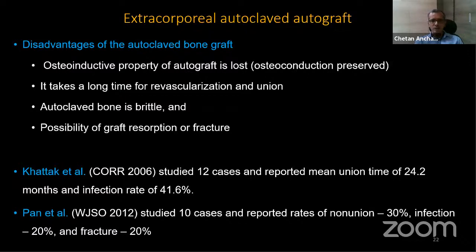It takes a long time for this dead bone to revascularize and unite. The autoclaved bone is brittle, so it is structurally weak. And there has been a significant number of cases where there was graft resorption or fracture of the graft. Katak et al. have reported on 12 cases with a mean union time of more than 2 years and an infection rate of almost 42%. Van et al., on the other hand, studied 10 cases and reported rates of non-union of 30%, infection of 20%, and fracture of 20%. So there is a significant complication rate with this procedure.